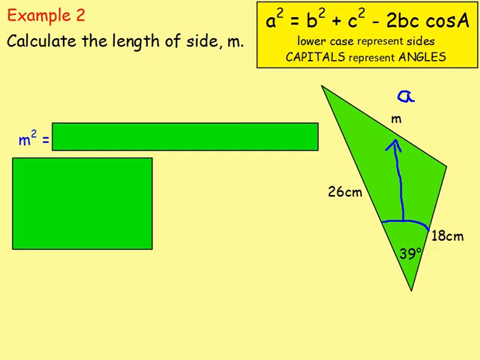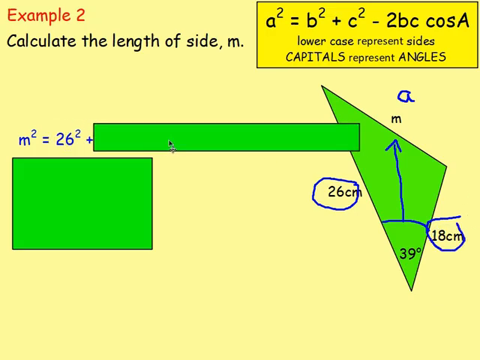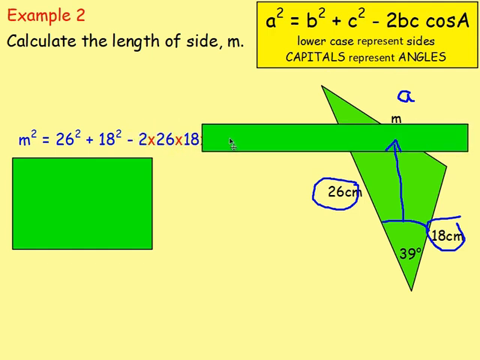The b and the c are just the two sides we know, so we've got our 26 and our 18, so we've got a 26 squared and an 18 squared. Again, it doesn't matter which way around you have it. Let's take away 2bc, so let's take away 2 times by the 26 times by the 18, and again, the other way around if you like, multiplied by cos of, it's cos of the angle.